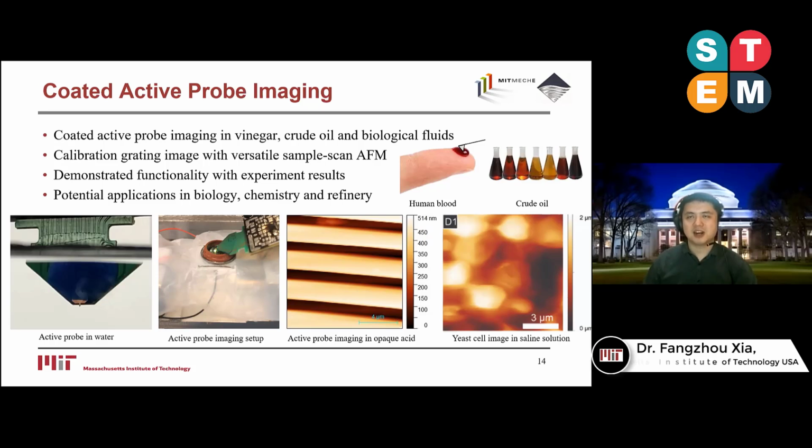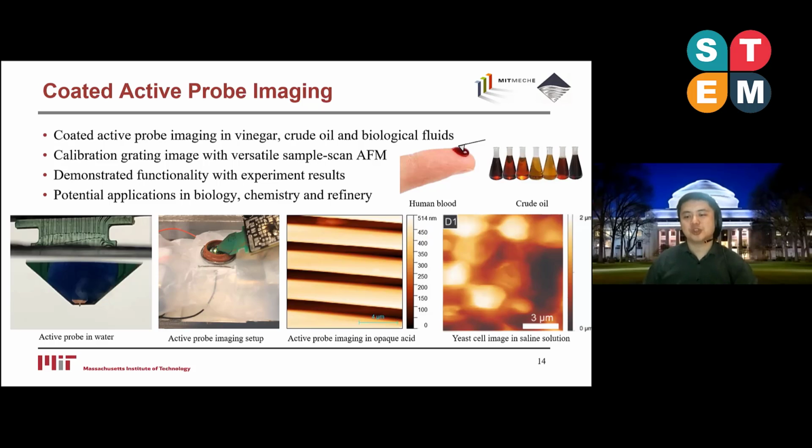And so this development has the potential for imaging applications in biology, chemistry, and refinery for studying samples in their native environments, which in many cases can be non-transparent. So this will be the key development we want to discuss in this case.